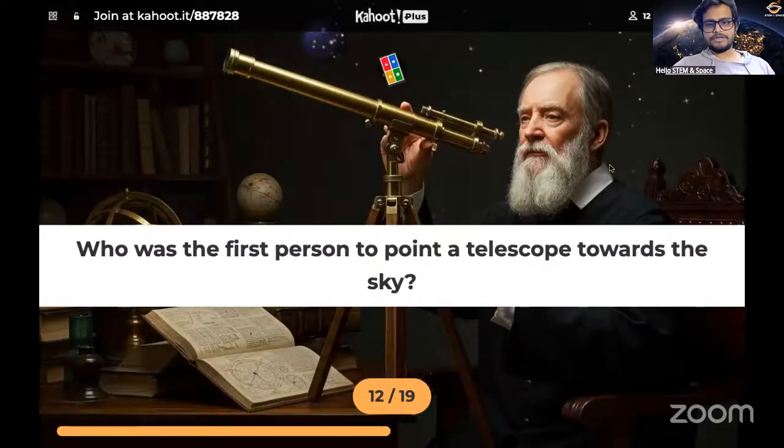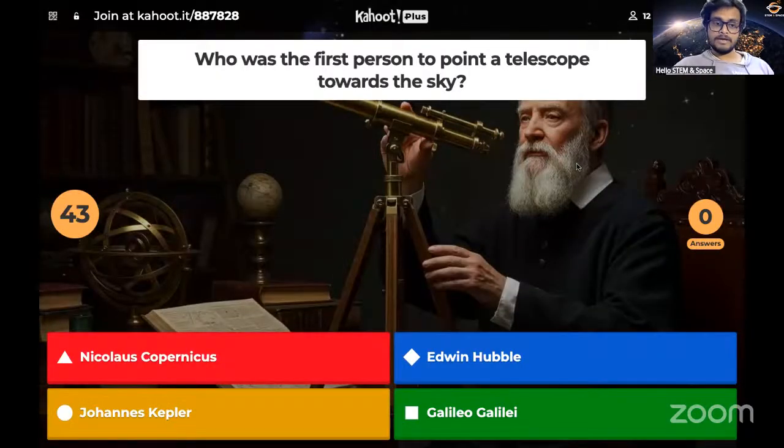Who was the first person to point a telescope towards the sky? Nicholas Copernicus, Edwin Hubble, Johannes Kepler, or Galileo Galilei?